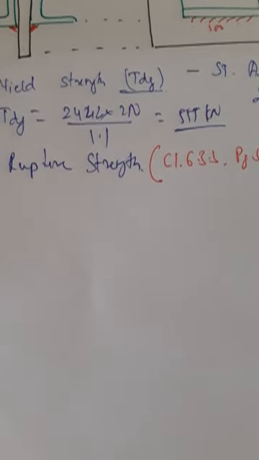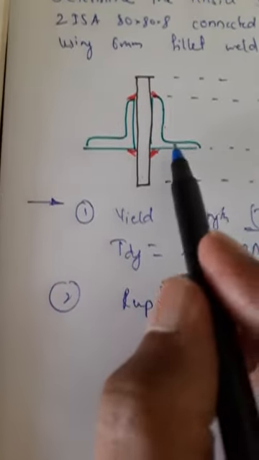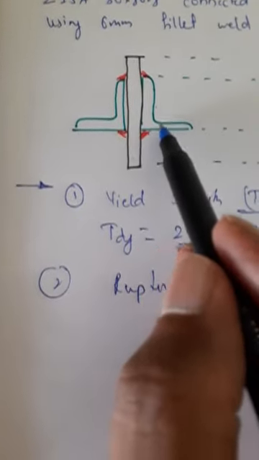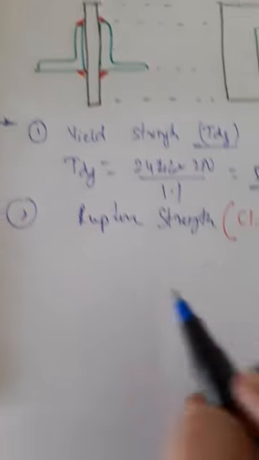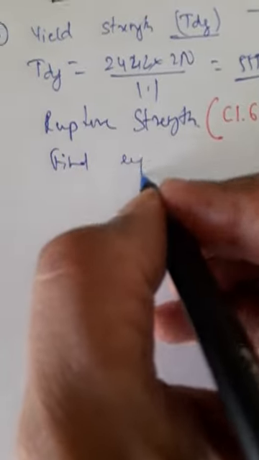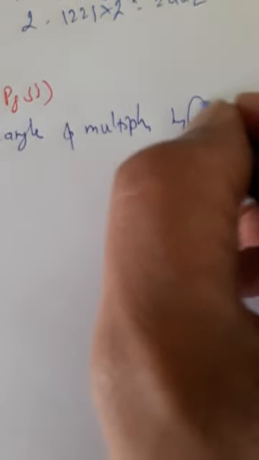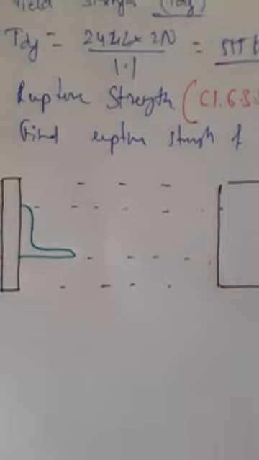Okay. So here there are two angles. Our logic is, we find the rupture strength of one angle and multiply by 2 at the end. So I will draw another detailed diagram showing all the values. So this is a diagram showing these things.